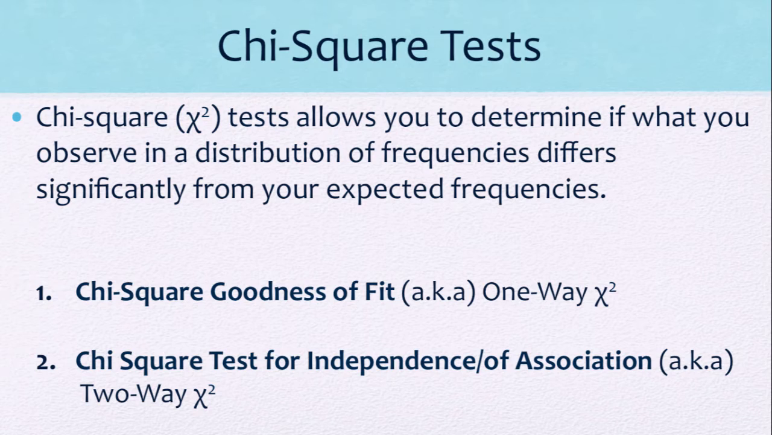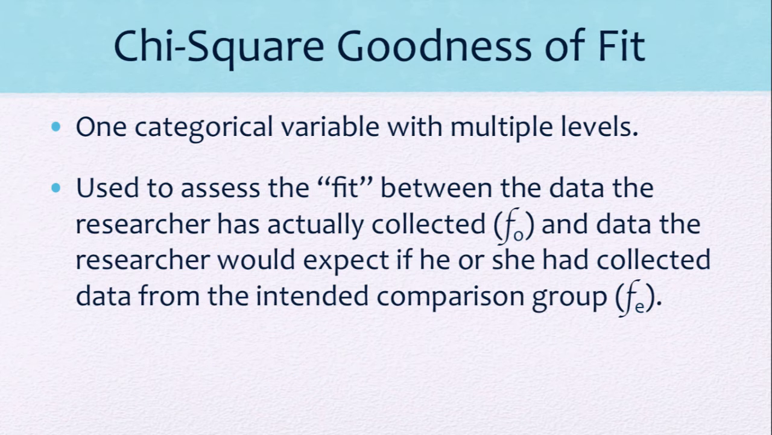And so there are two main types of chi-square tests. We have the chi-square goodness of fit, also known as the one-way chi-square, and we also have the chi-square test for independence, or the chi-square test of association, also known as the two-way chi-square.